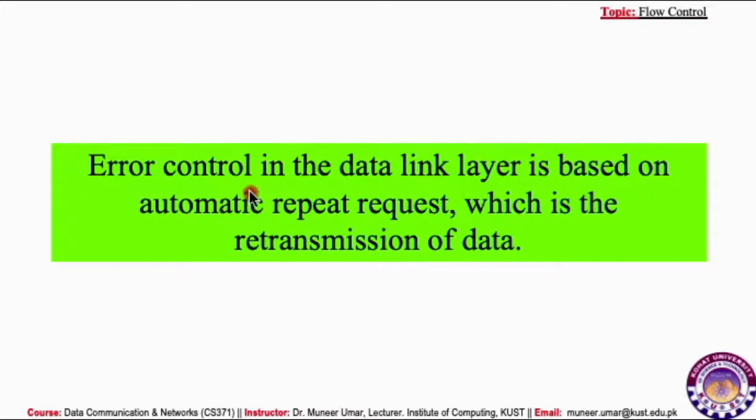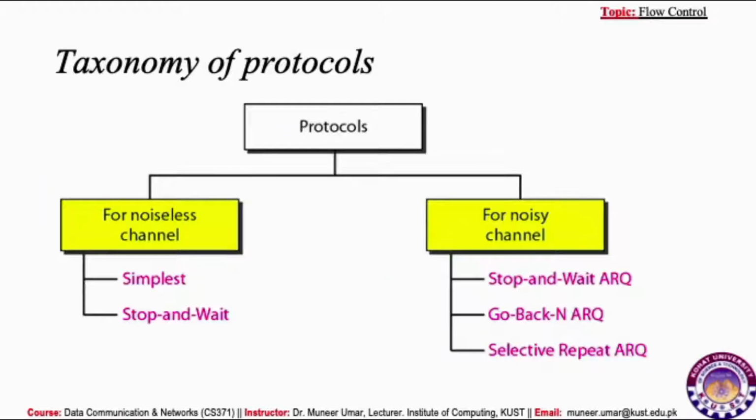The error control in the data link layer is based on automatic repeat request, which is the retransmission of data. This automatic repeat request is denoted by ARQ. So, this is used for the repetition of data if needed. We have two types of channels. The first one is the noiseless channel and the second one is the noisy channel.